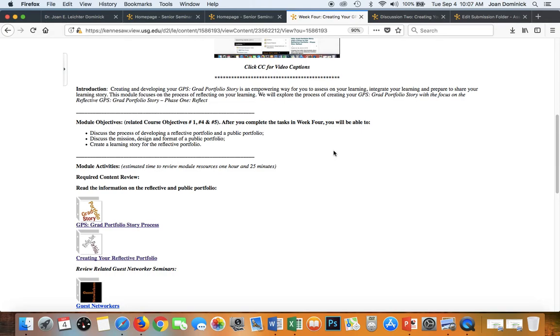What are the module objectives? They're related to the course objectives number 1, 4, and 5. After you complete week 4, you will be able to discuss the process of developing a reflective portfolio and a public portfolio, discuss the mission, design, and format of a public portfolio, and create a learning story for your reflective portfolio.